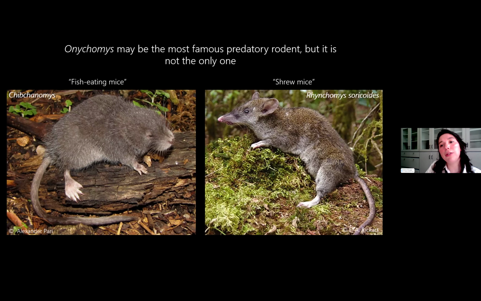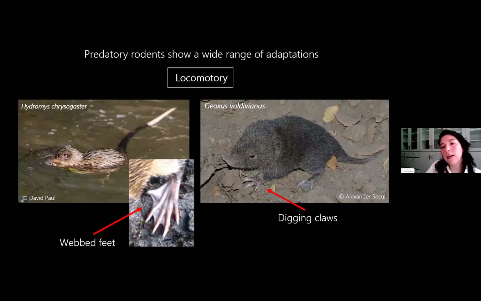We have, for example, different guilds of predatory rodents, like semi-aquatic fish-eating species that we can see here on the left in the picture, in contrast to shrew-like earthworm eaters, as we can see on the right. Each of those evolved independently in different lineages of rodents, multiple times during rodent evolution. And the species show a wide range of adaptations.